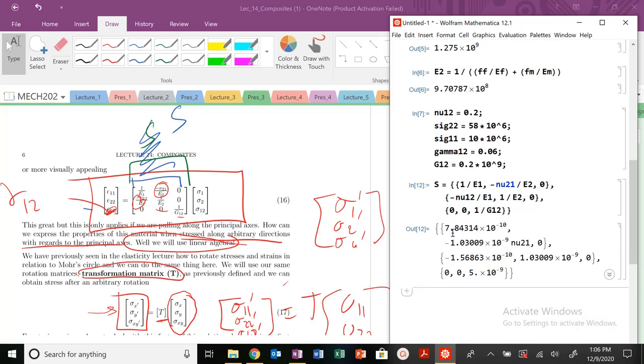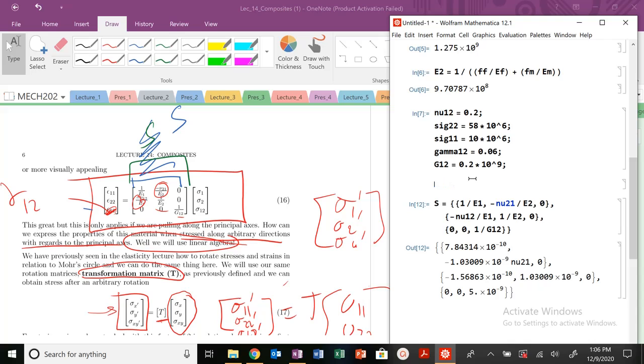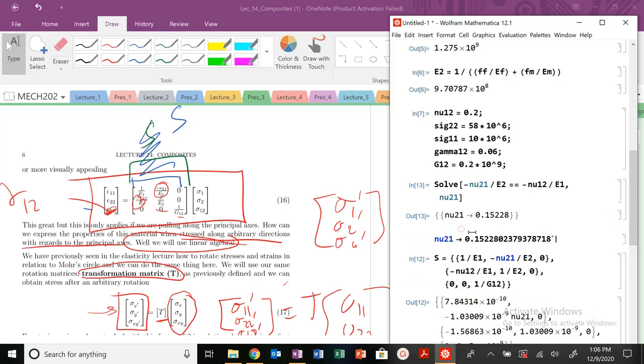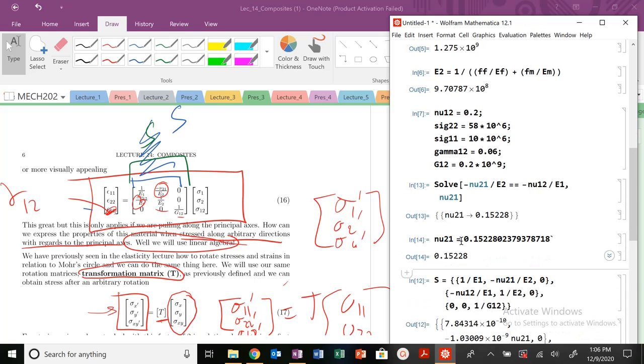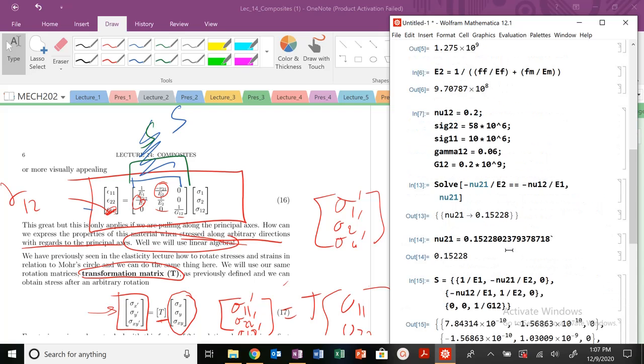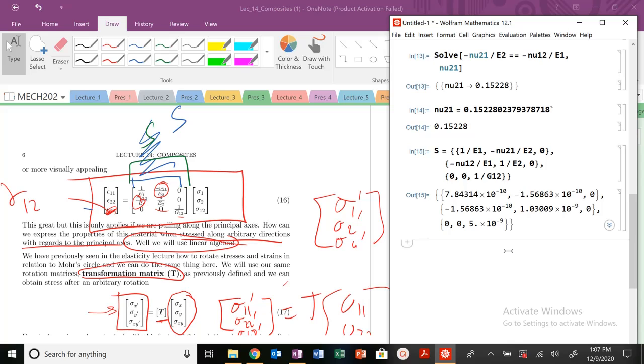So I have actually an additional unknown here. What is nu21? Well, I know that this compliance matrix must be symmetric, so therefore I know that this is equal to this value right here. So in doing that, I could solve for nu21. So nu21 is equal to this, that value right here. And I can now get my full numerical compliance matrix, just like that. So that's all we need now in order to solve for the rest of this problem.